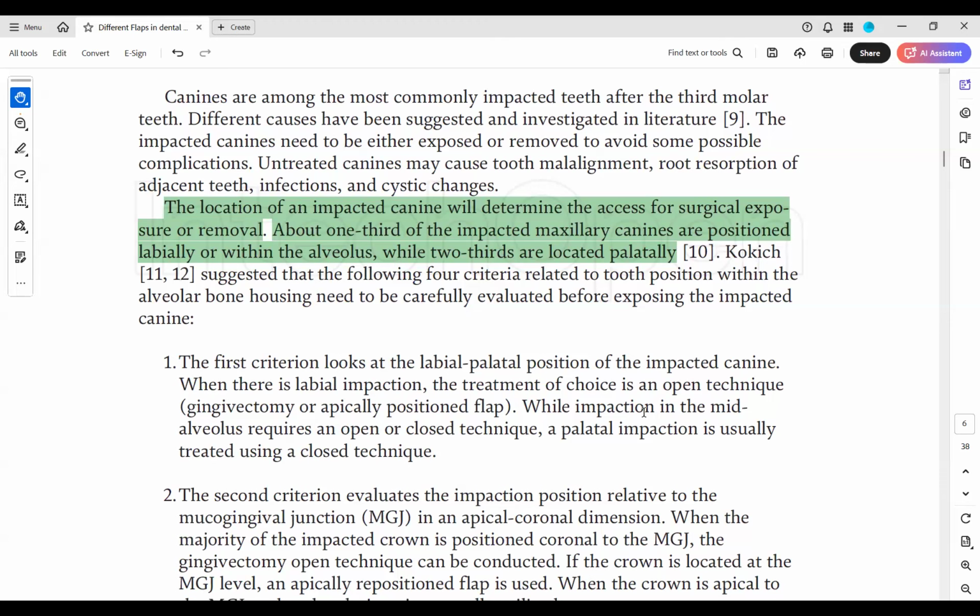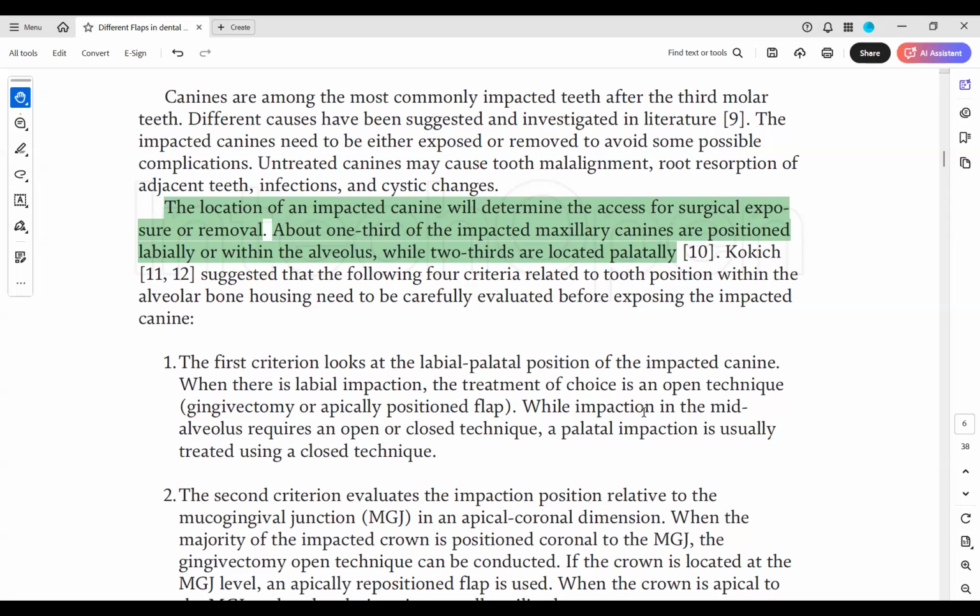Now, anyone here who's done the ultimate advanced file with me and done the concepts with me, remember we have done these concepts. Why is it so important, and what is the most important factor to know when the canine is impacted? It is the location. Number one. Why? Because that decides whether you can even surgically expose it to bring it into alignment or you have to remove it, because not all canines can be brought into alignment with orthodontic traction, right? So the location of the impacted canine is the most crucial factor.